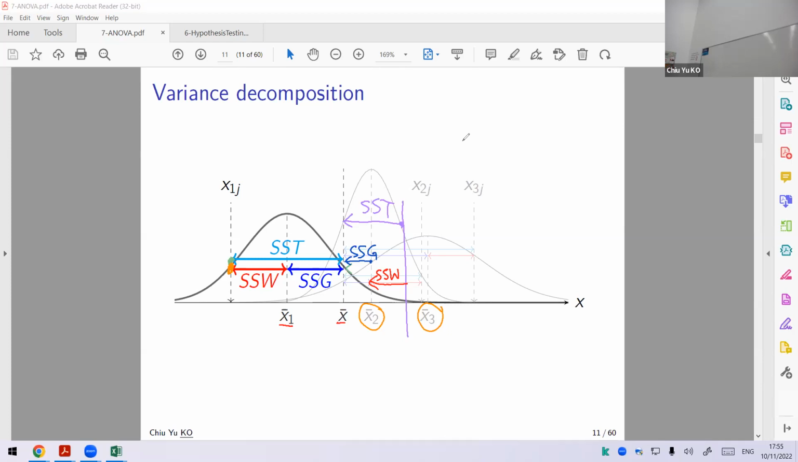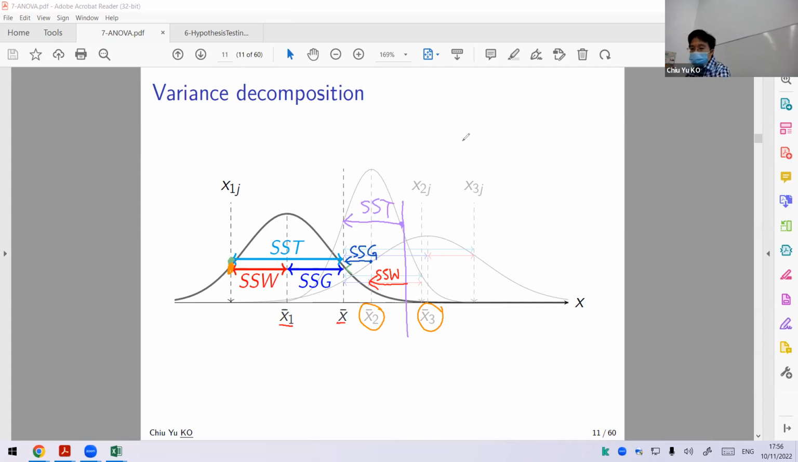So let me repeat. The variation from each observation to the overall grand mean X bar, which is SST, can be decomposed into two parts. First, from each observation to its group mean, which is SSW. Then from the group mean to the overall mean, which is SSG. Is that clear? So we can always decompose it into these parts. This graph is trying to illustrate that, but it requires proof. We don't do any proof, but you can check the slide if you want to prove it. We call this the decomposition. Is that clear?